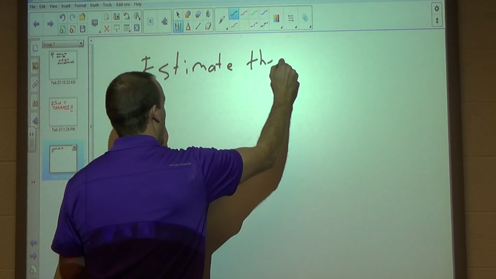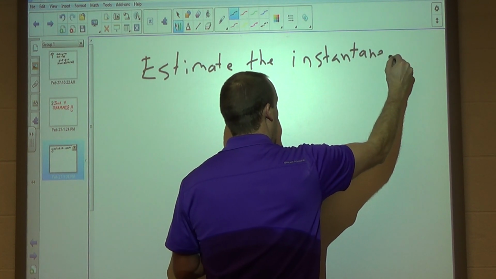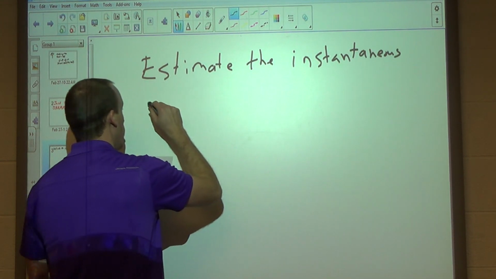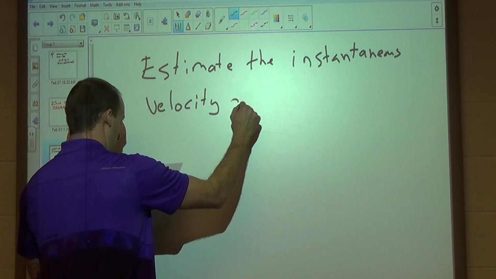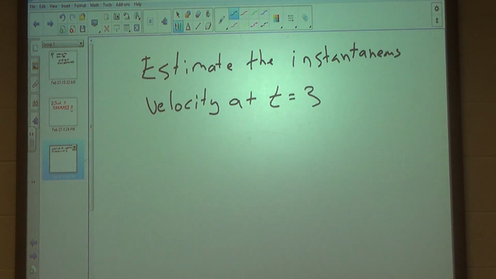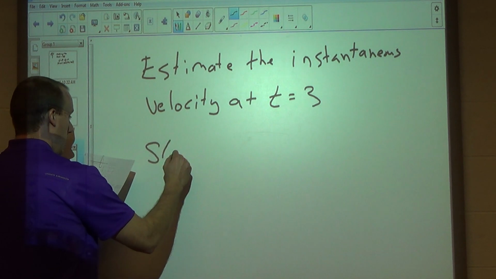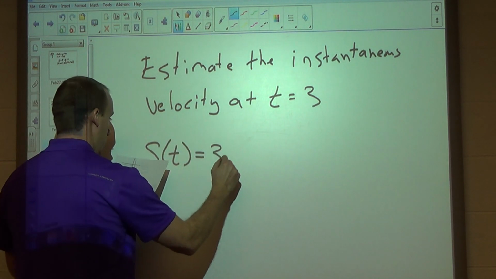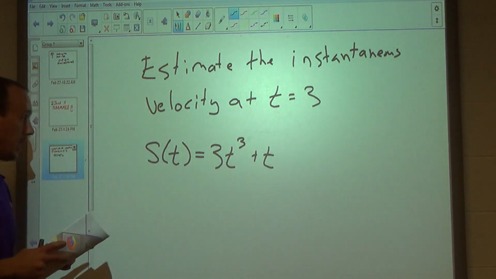Estimate the instantaneous velocity at t equaling 3. Okay, and then they give me an equation here, which I'll write down. Okay, and the equation is s of t equals 3t to the third plus t. Okay?